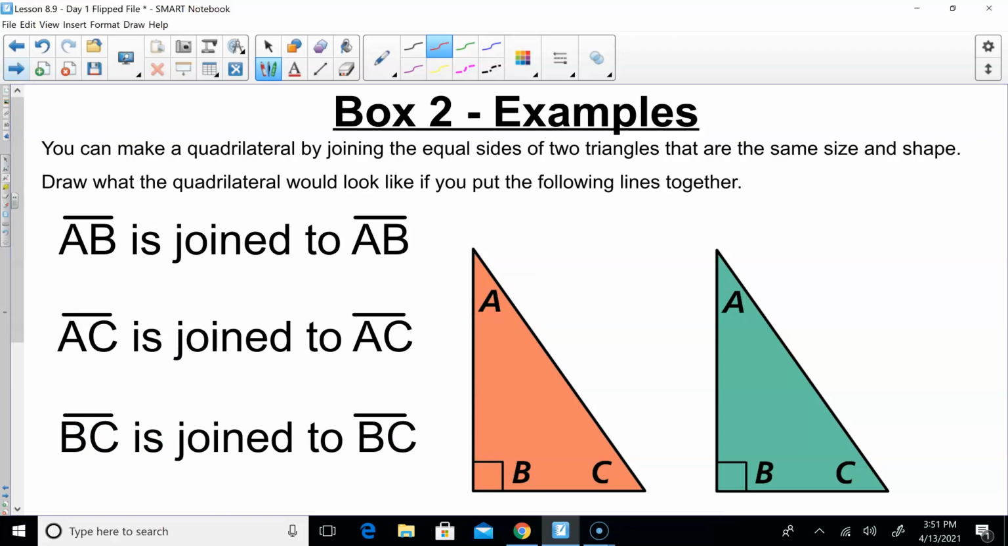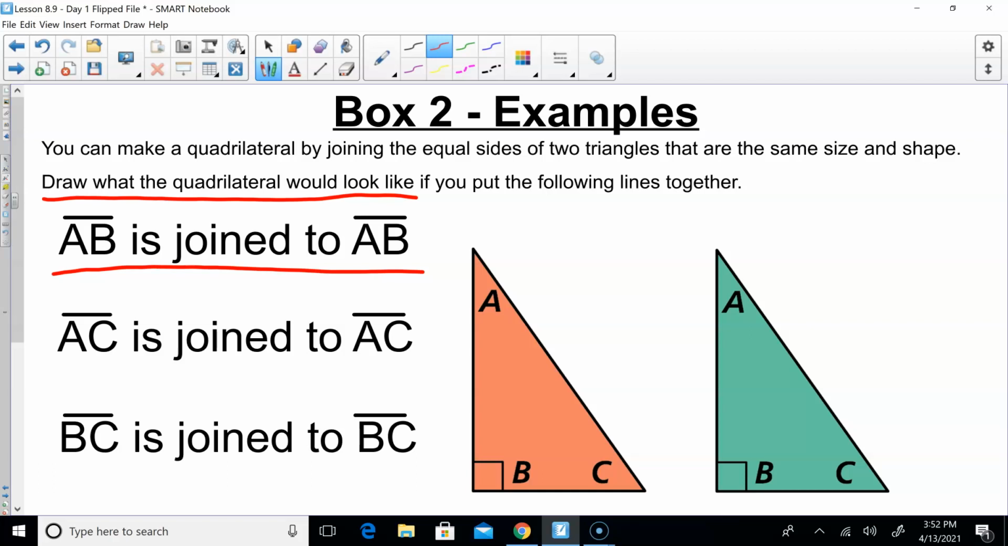So now we said we're going to make a quadrilateral by joining the equal sides of two triangles that are the same size and shape. You want to draw what the quadrilateral would look like if you put the following lines together. If you have a piece of computer paper, you can cut it from one diagonal to the other, giving you exactly two of the same triangles. You can label these parts A, B, and C, and we're going to do the first one together on the screen. What if AB is joined with AB? What kind of quadrilateral would it look like?